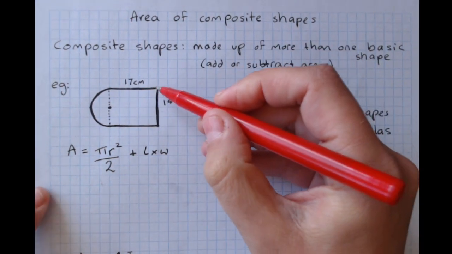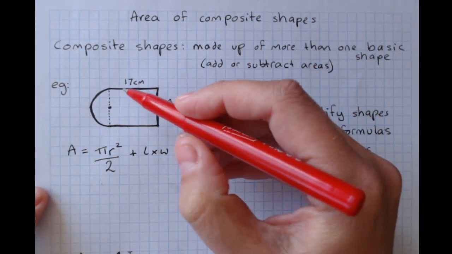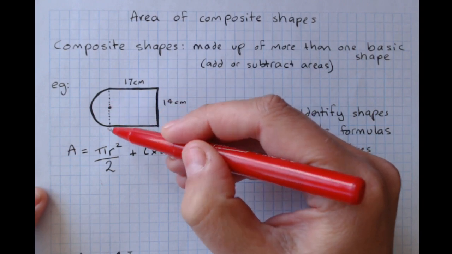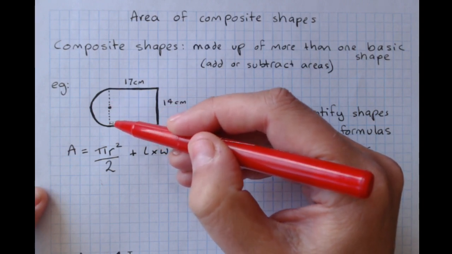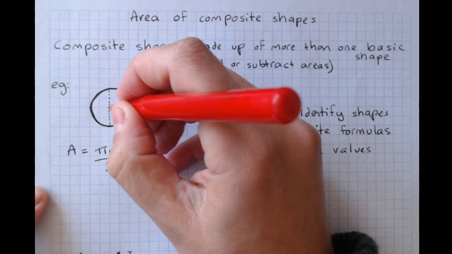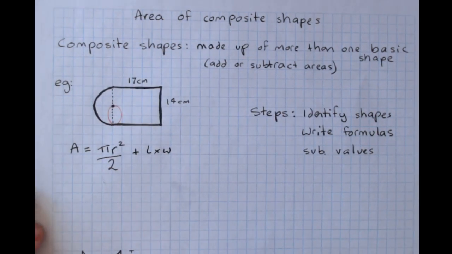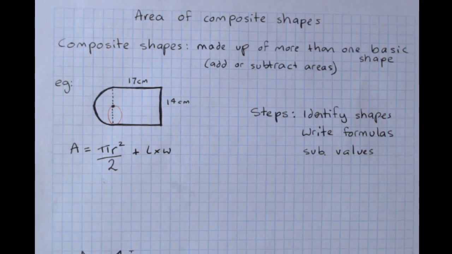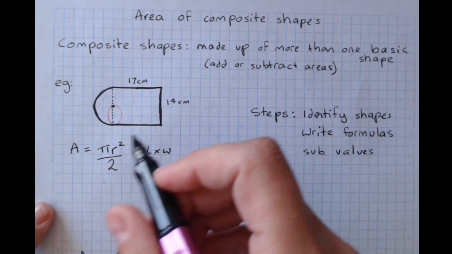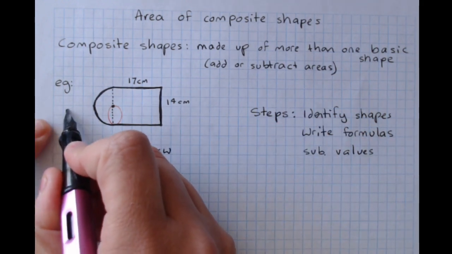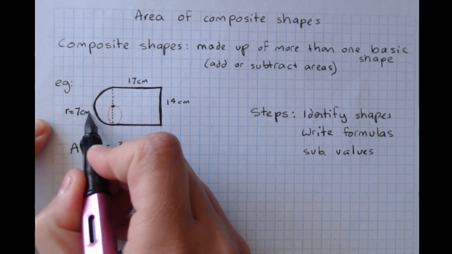You can see this length here is 14 centimeters, which is the same as that. So the diameter is 14 centimeters. So the radius of the semicircle must be 7 centimeters. And you might like to write that somewhere over here. Radius is 7 centimeters.